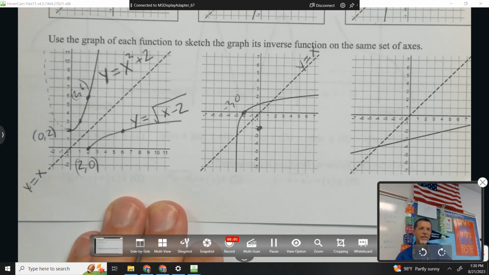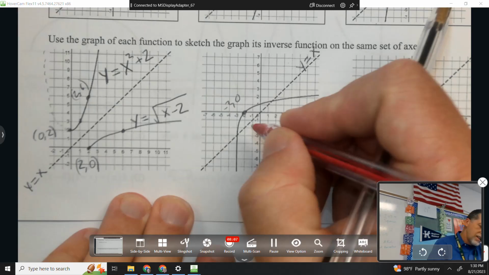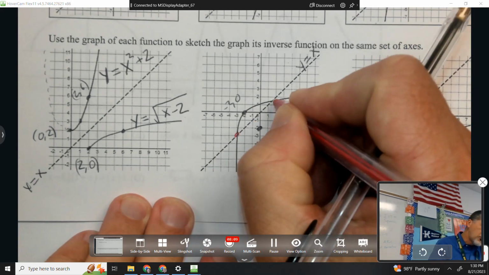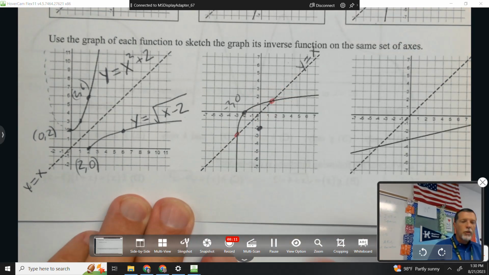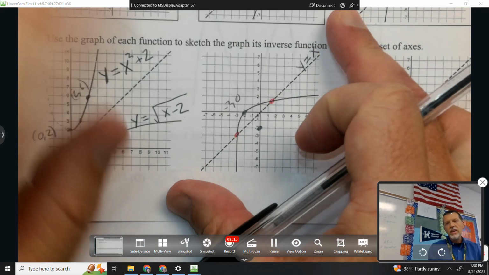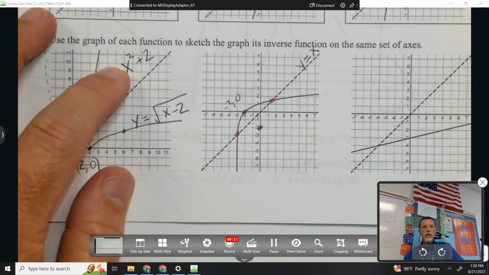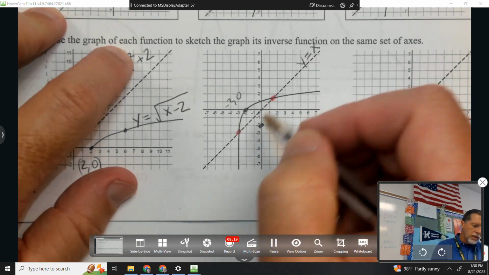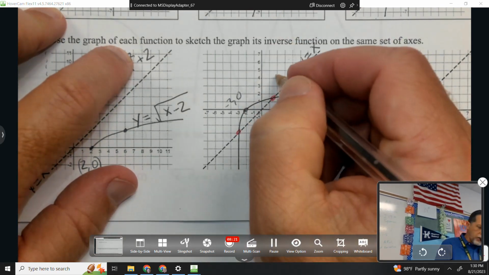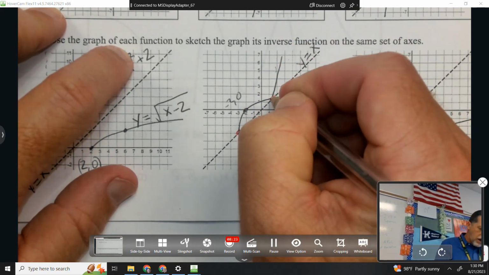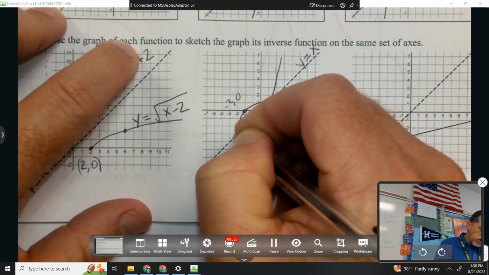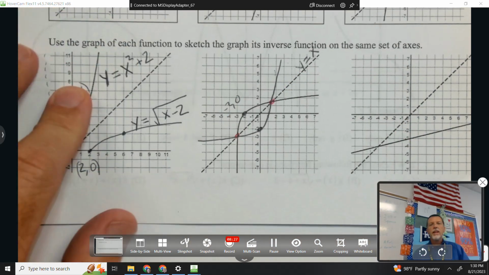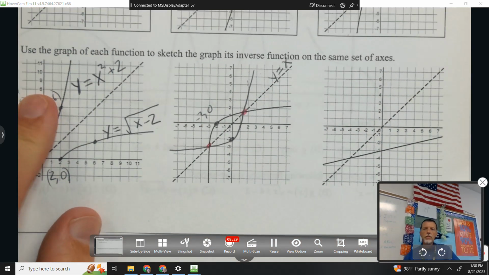Oh, the points that hit the line of symmetry. Yeah, the points that are on the line of symmetry. If you folded it, those points aren't going anywhere. So maybe that's enough, those 2 points plus this point, and just visualize what's going on here. Something like that. So those are inverses.